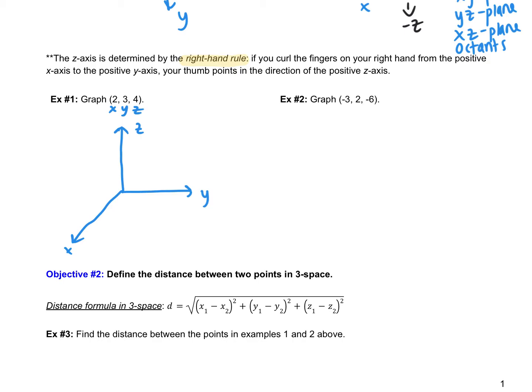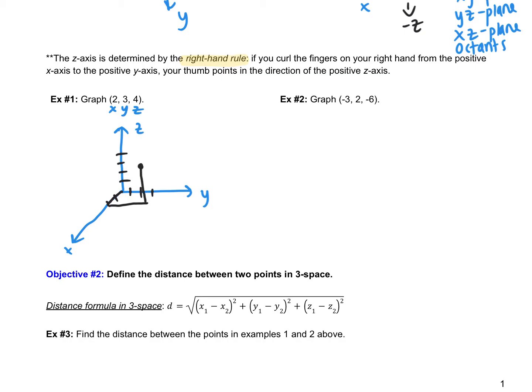So first thing, this point is going to come out 2 on the x-axis, and then it's going to go over 3 on the y-axis. So I come out 2, I go over 3, and you kind of have to picture this. So the point comes out of the screen towards us, and then it heads to the right. And then what it's going to do is it's going to go up 4 points on z. So it's going to end up somewhere about here.